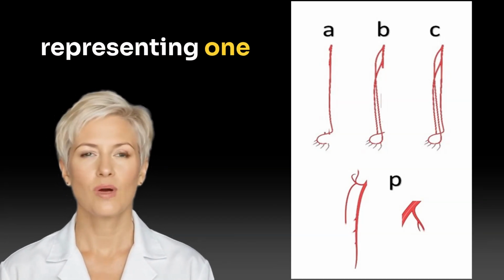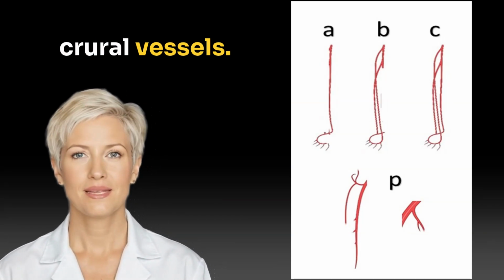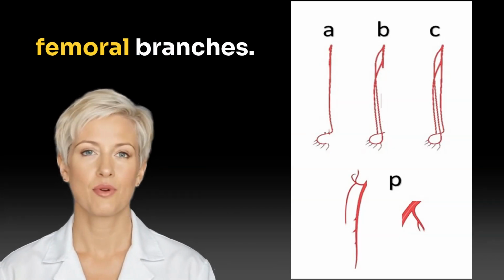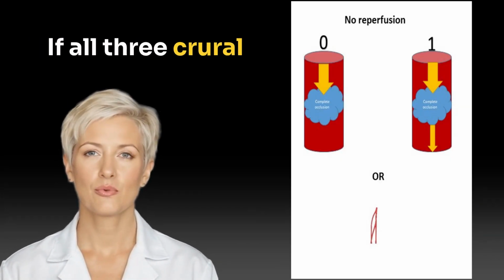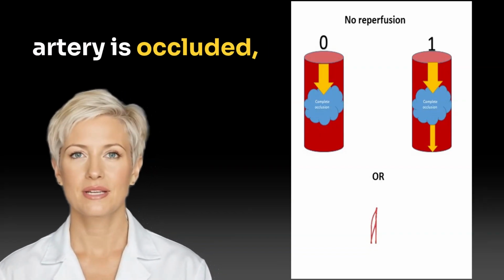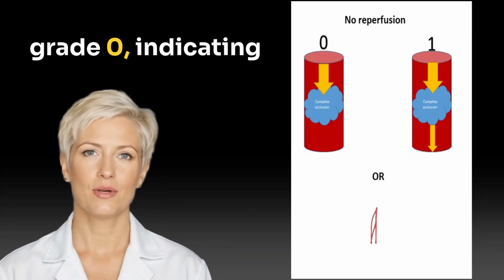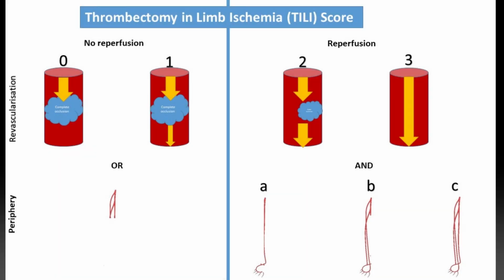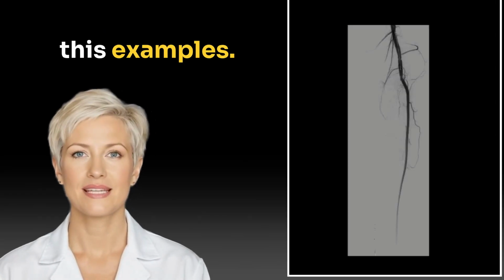The second part of the score assesses embolization at the level of the crural vessels and includes 3 grades, A to C, representing 1 to 3 patent crural vessels. Additional grade P denotes embolization in internal iliac or deep femoral branches. If all 3 crural vessels are occluded, or if the main stem of the deep femoral artery is occluded, this corresponds to grade 0, indicating no revascularization. This classification allows us to distinguish not just whether flow is restored, but how well it reaches the critical distal territories. So let's see how it works on this example.